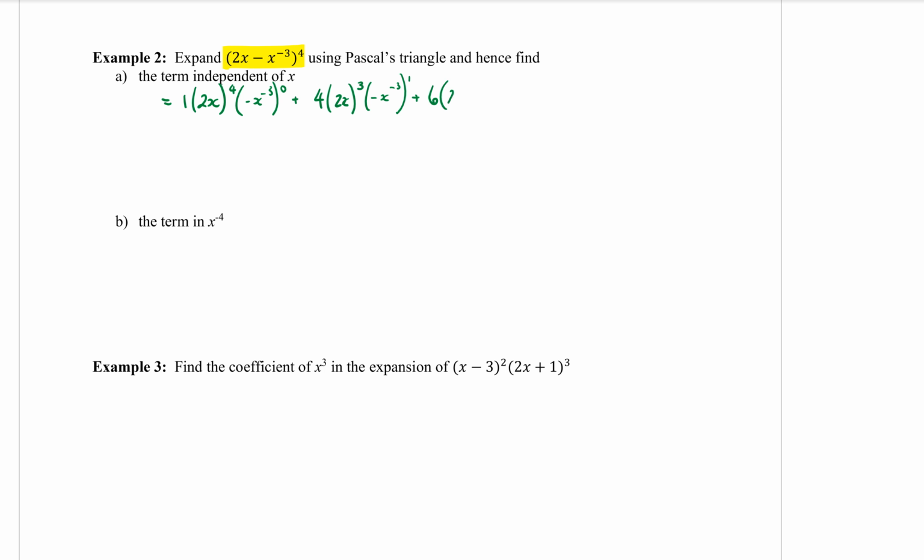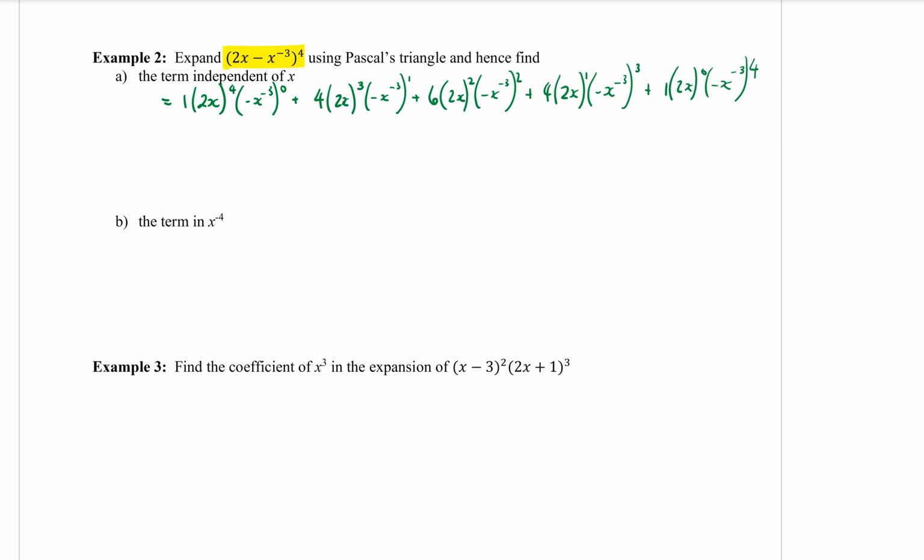We have 2x to the power of 2 minus x to the minus 3 to the power of 2. The next coefficient is a 4. 2x to the power of 1, so it's decreasing, minus x to the minus 3 to the power of 3. Sorry, that should be a 3. And one more term, coefficient is a 1, 2x to the power of 0, and minus x to the minus 3 to the power of 4.